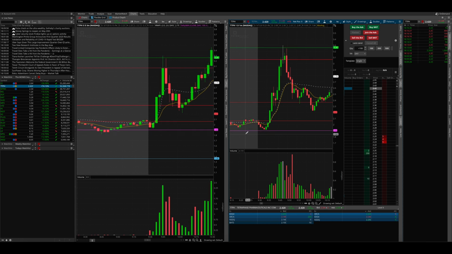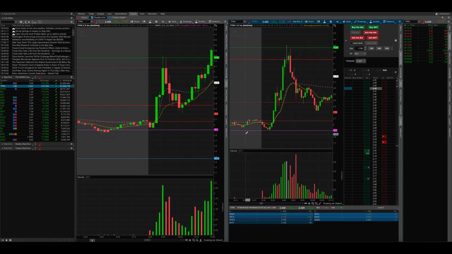So the way you could have played this is, obviously you want to look at your 3-minute chart as a primary chart to establish entries and exits, but I use a 1-minute chart for precision entry, especially when I want to make sure that before I make an entry that there's correlation between both charts.